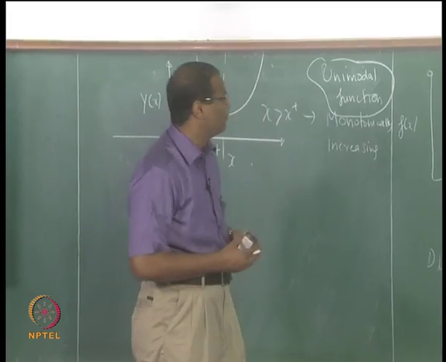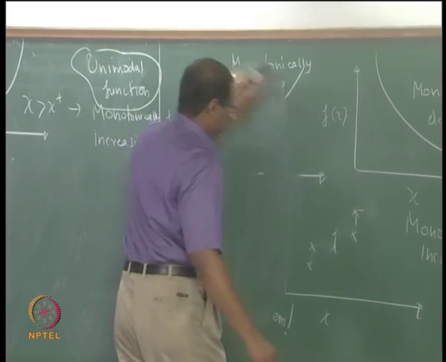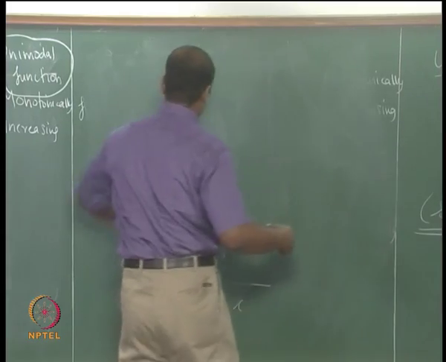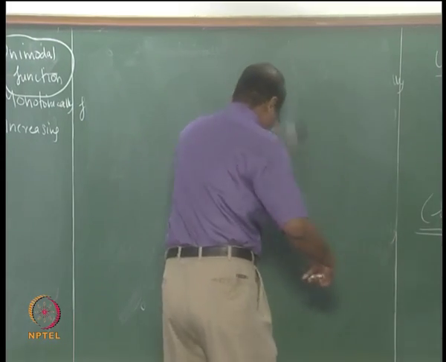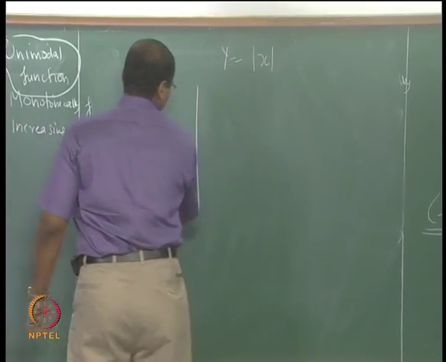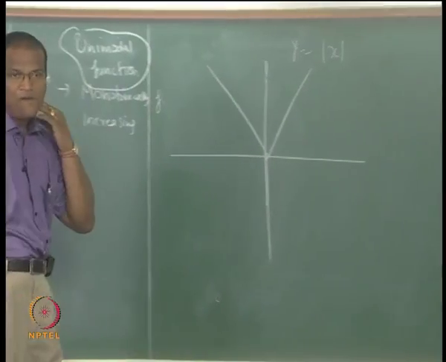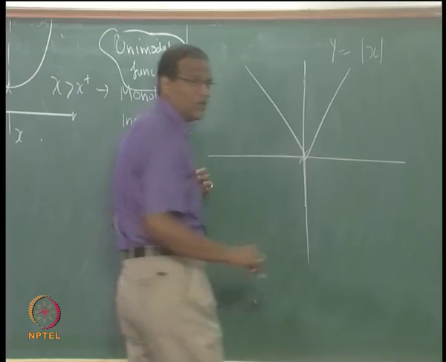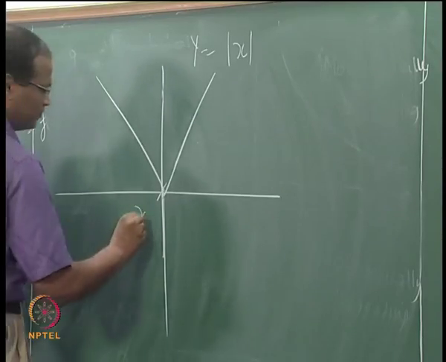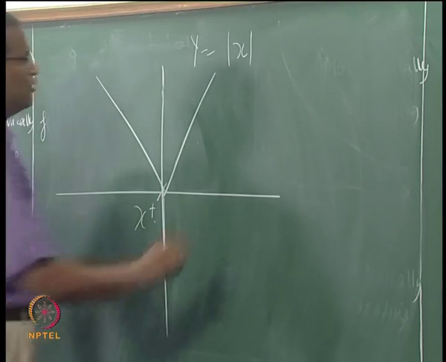Now we will come to the function which all of you worry about, y equal to mod x. Students seem to be obsessed with y equal to mod x, huh? What is the optimum for this? Minimum, if you want to minimize, 0. Is it a unimodal function? Sure, it is unimodal.